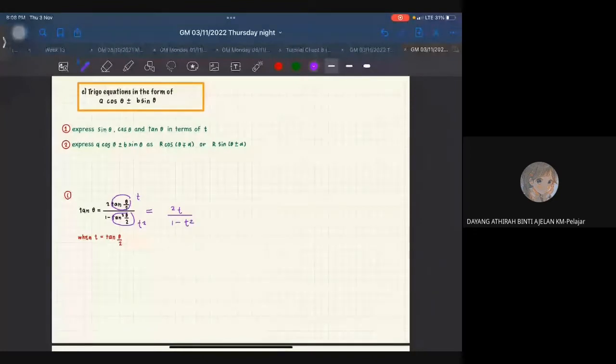Okay, so kita tahu, we know that tangent, maksudnya nak cari tangent theta is equals to TOA, opposite over adjacent. So yang atas ni is opposite, yang bawah ni adalah the adjacent part. Okay, so saya akan buat satu triangle from this one. I will do a triangle for this one.